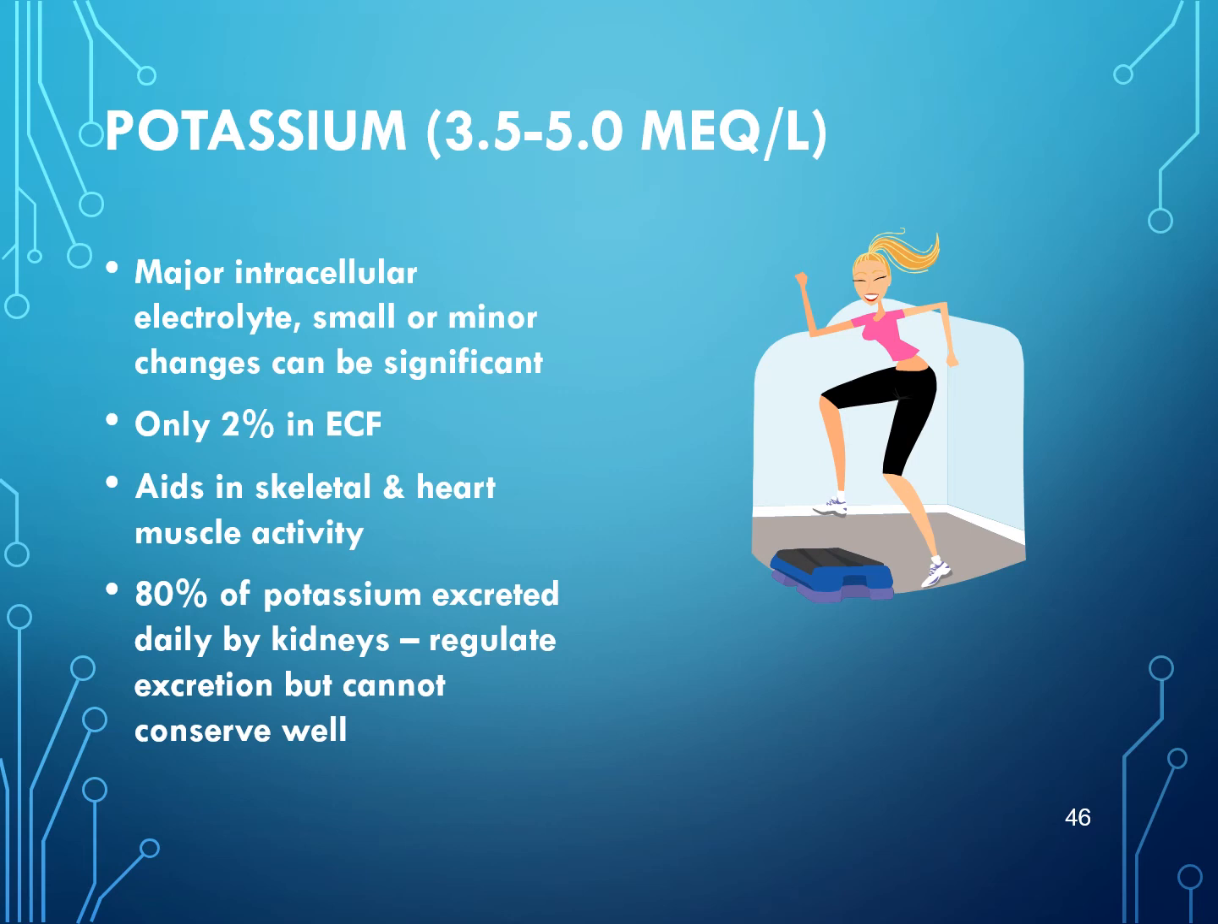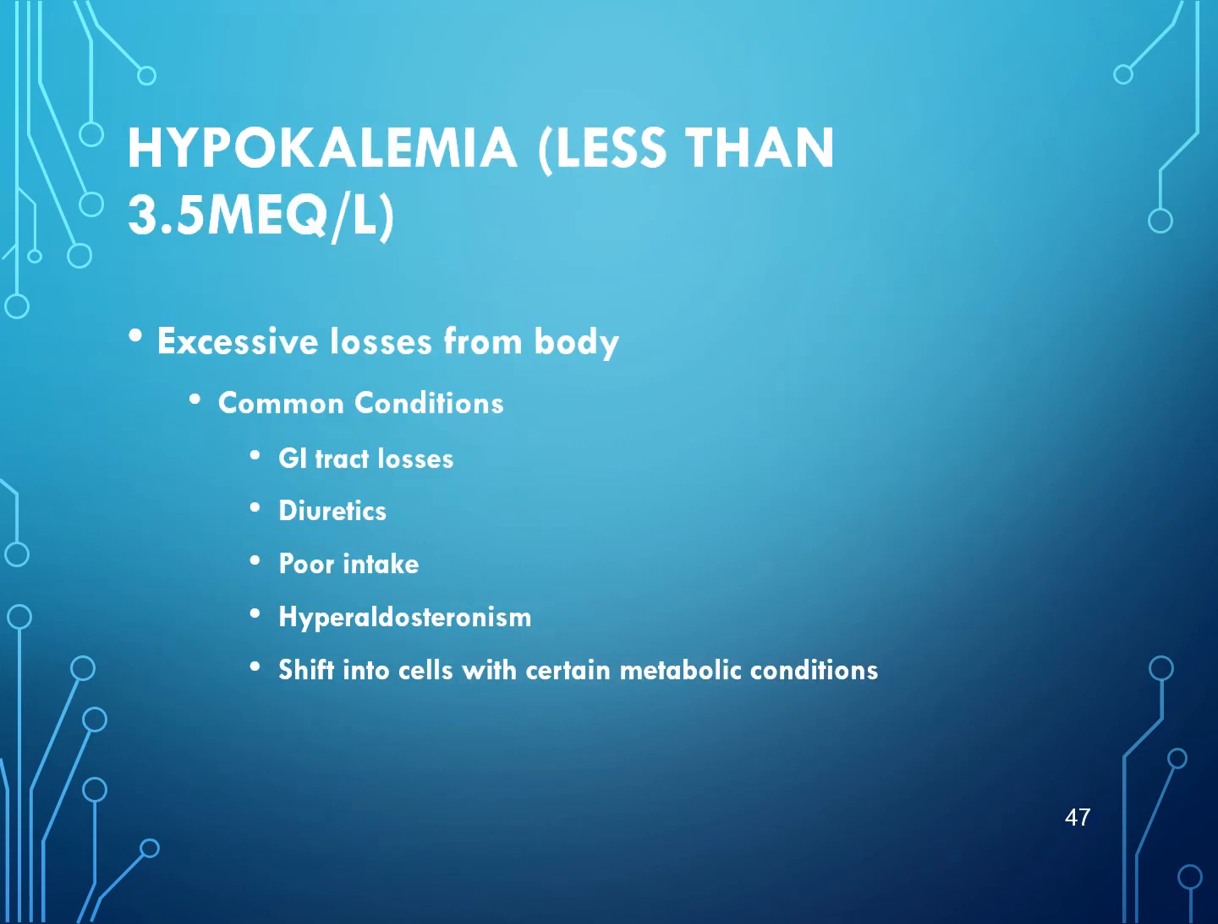They regulate excretion, but they cannot conserve it well. So we need functioning kidneys to maintain a balance with this. Aldosterone also increases potassium loss by retaining sodium, and those two work in an inverted relationship. We're going to start with hypokalemia, so it's going to be less than that 3.5. And we can have excessive losses from the body.